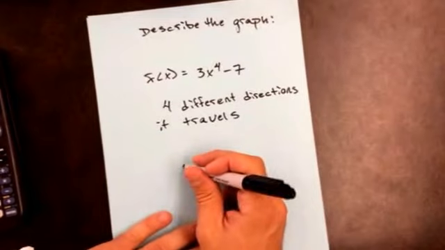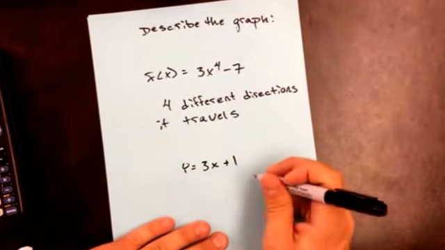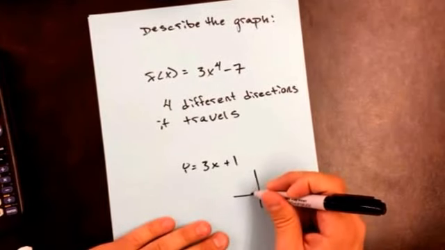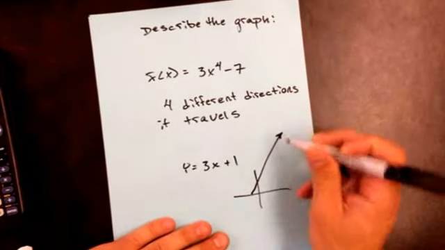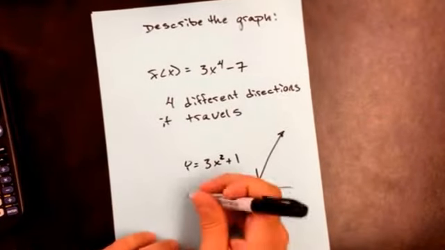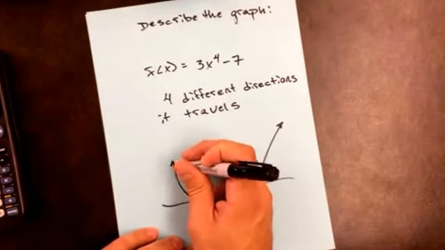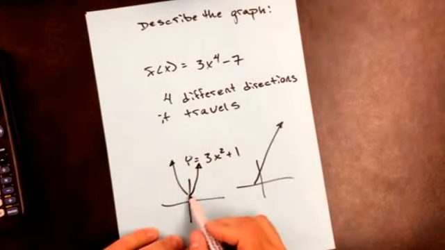So if we said y equals 3x plus 1, this is an exponent of 1, and you know that this is going to be a graph that just looks like this. This is only traveling in one direction. If I make it 3x squared plus 1, you already know what's going to happen. It's going to go like this. And this is traveling in 2 directions. It's coming down, it stops, and then it goes up. So this exponent tells me the number of different directions that it travels.